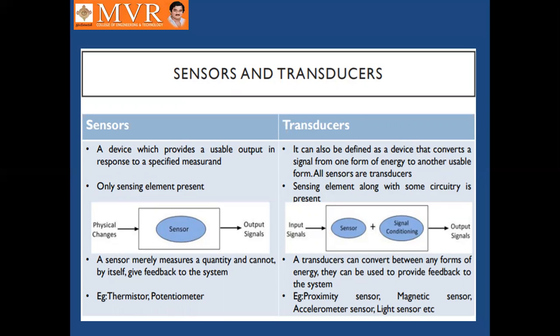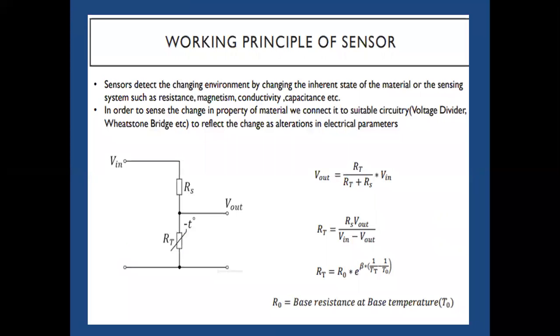These are the examples for the sensors: thermistor and potentiometer. The proximity sensor, magnetic sensor, accelerometer sensor, and light sensor come under the category of examples of transducers. And then, what is the working principle of a sensor? Let me revise what we discussed earlier: RS will be the sensor resistance and RT will be the transducer resistance.